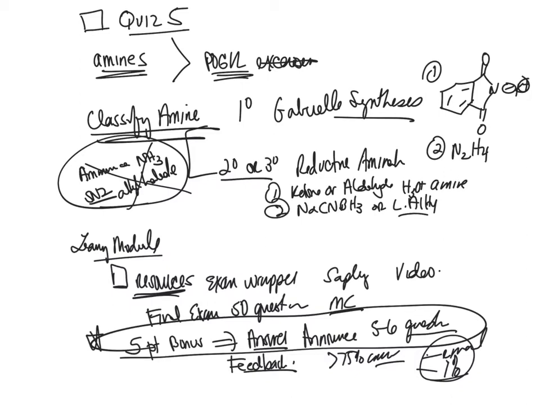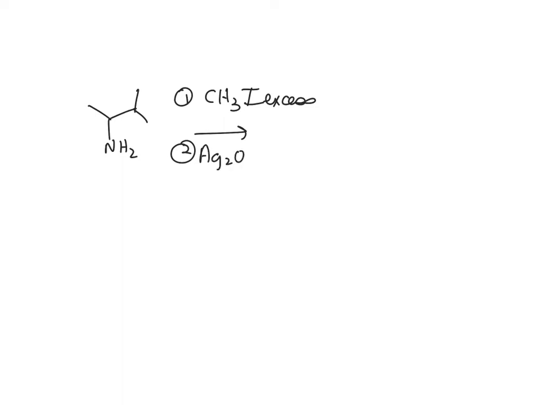All right, I'm going to go over the open response first for quiz 5, and then we're going to go over the multiple choice. So your open response, a lot of people got this one right. You do excess methylamine, and then you react it with silver oxide, water, and heat.